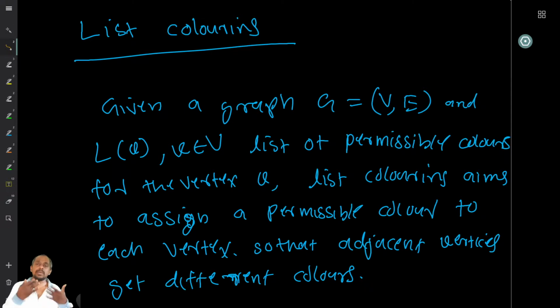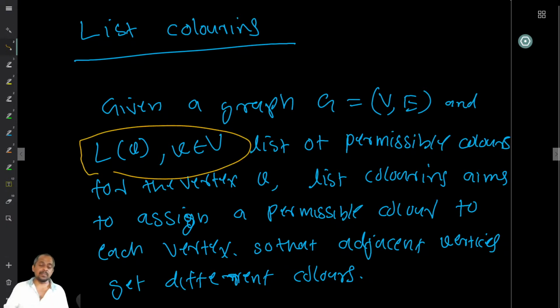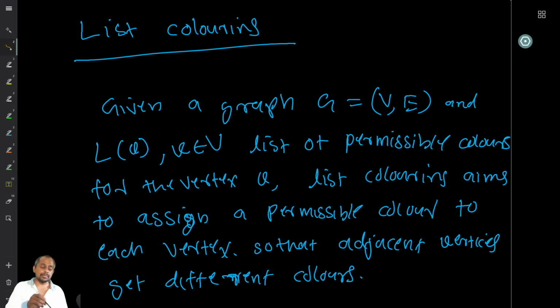But that is not always the case. By giving different sets of colors, we can make it more and more difficult to color graphs. We will see why. Let me define list coloring more formally. Every vertex of the graph is associated with a list L(v) of permissible colors. Whenever I want to color the vertex, I have to use one color from its list. List coloring aims to assign a permissible color to each vertex so that adjacent vertices again get different colors. This is called the list coloring problem.